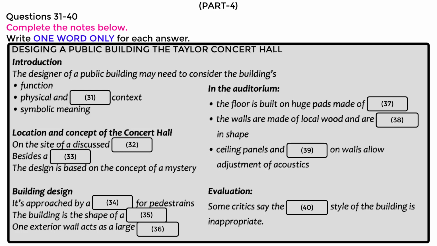The second thing the architect needs to think about is the context of the building. This includes its physical location, obviously, but it also includes the social meaning of the building, how it relates to the people it's built for. And finally, for important public buildings, the architect may also be looking for a central symbolic idea on which to base the design, a sort of metaphor for the building and the way in which it is used. Let's look at the new Taylor Concert Hall in relation to these ideas.